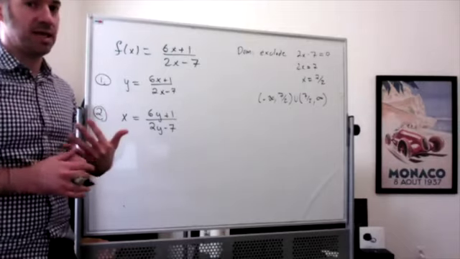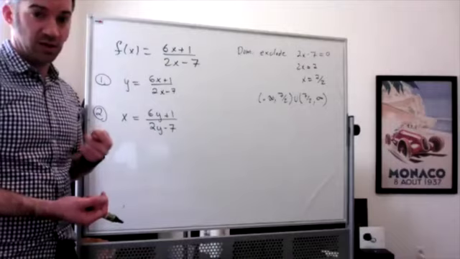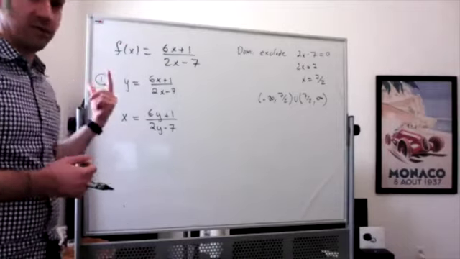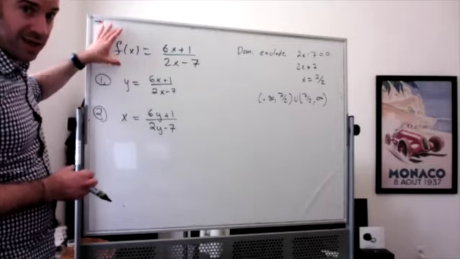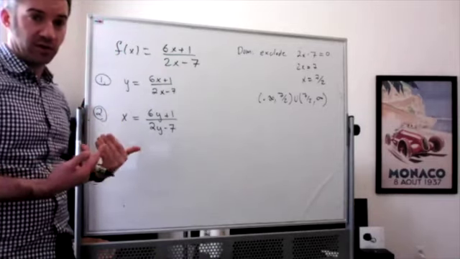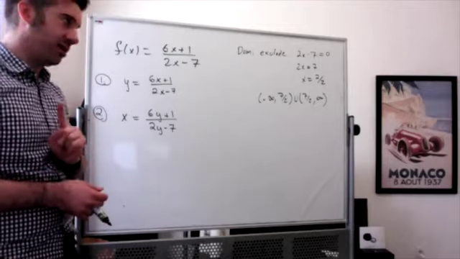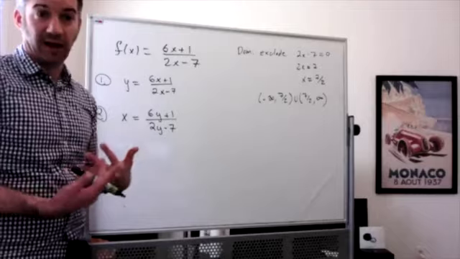So what I'm really saying here is that when you switch x and y, you switch the domain and the range. So that when you find the inverse function, if you want to find the range of the original function, it's equivalent to finding the domain of the inverse function. Now, one caveat: this only works if you can actually find the inverse of the function.